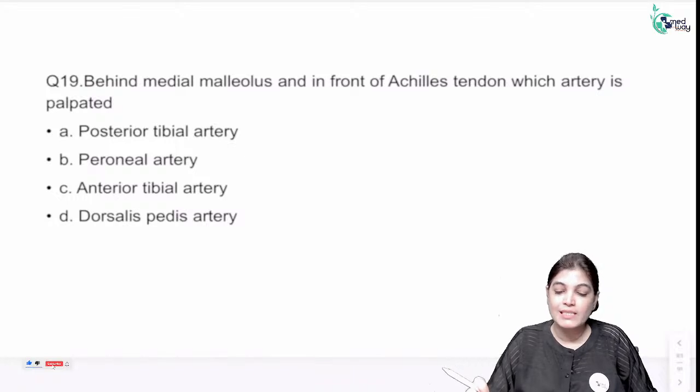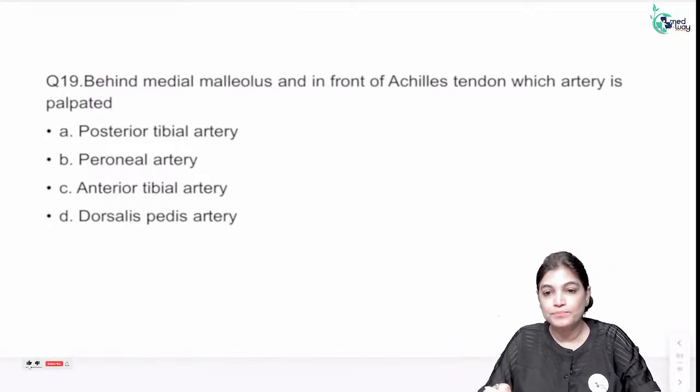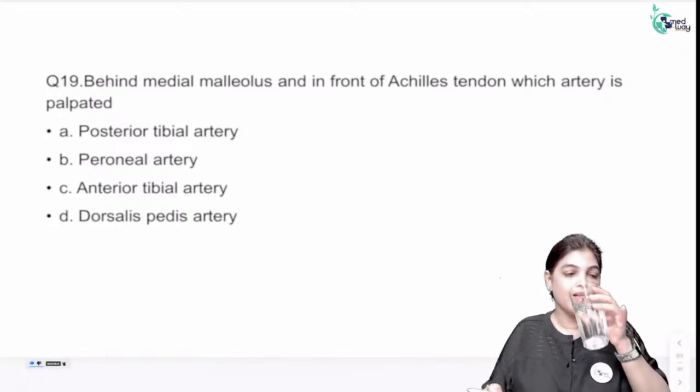Behind the medial malleolus and in front of the Achilles tendon, which artery is palpated? The options are posterior tibial artery, peroneal, anterior tibial, dorsalis pedis artery.